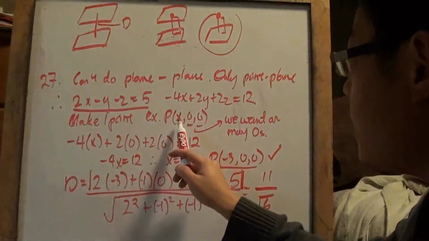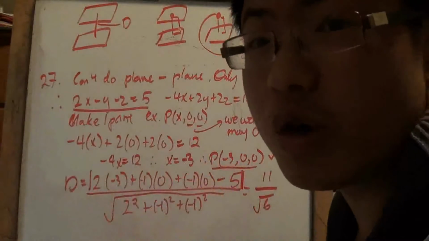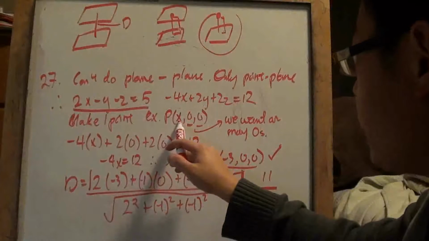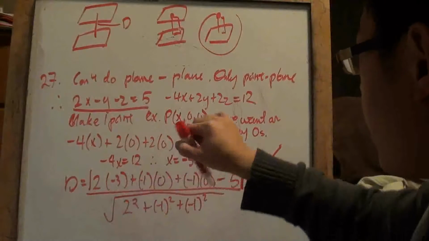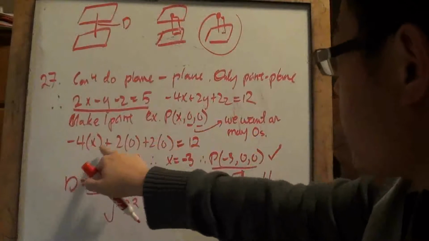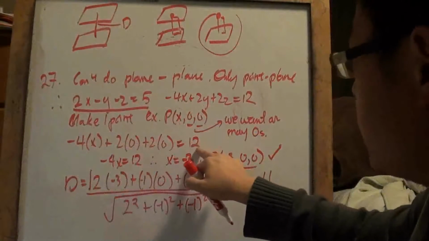So the reason why I didn't put 1 is I don't know if (1, 0, 0) will exist in that plane, right? So that's why I left this one as a variable. So I'm going to manually plug this into this equation. So 4x, 0, 0 must equal 12, right?